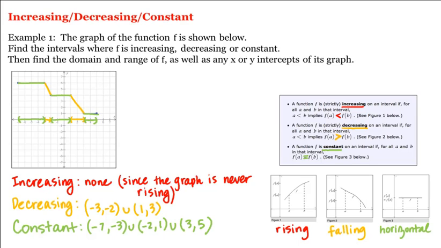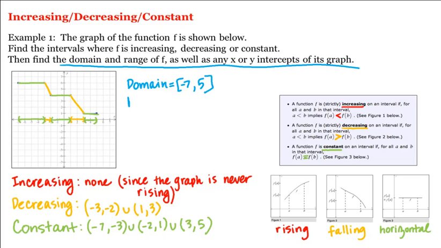All right, and we're also asked to find the domain and range of f as well as any x or y intercepts of its graph. So looking at our graph, we see that the domain is equal to the interval from -7 up to 5. Remember that the domain is the set of all possible x-coordinates of points on the graph. And the range is the set of possible y-coordinates of points on the graph. And looking at our graph, the y values range from 1 up to 6.